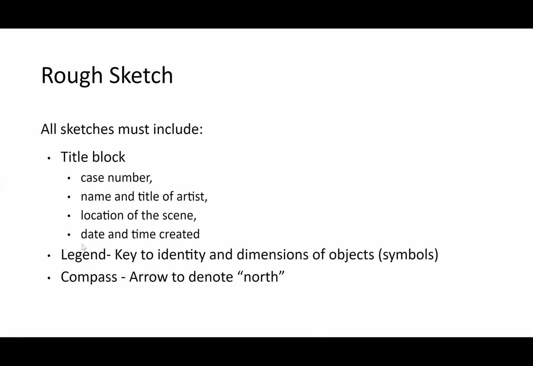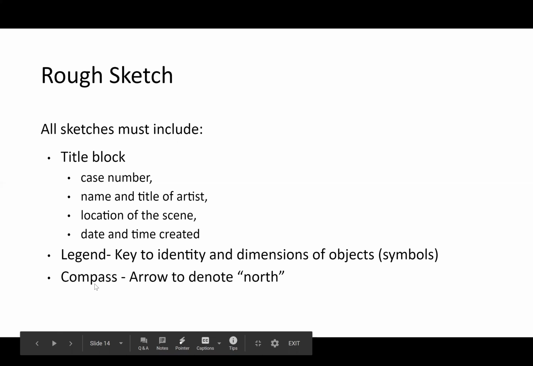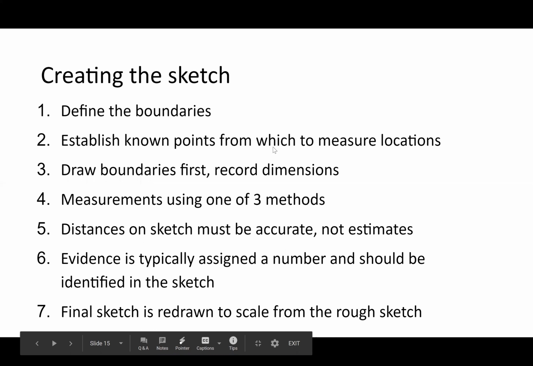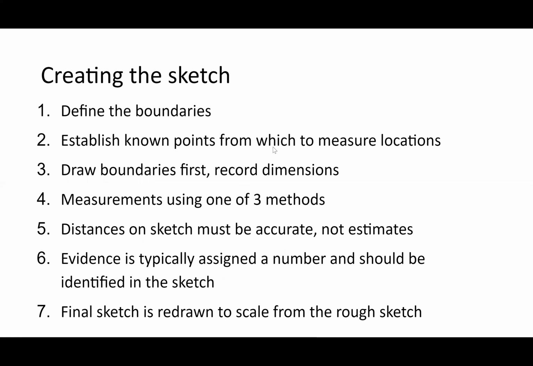A legend needs to be included with a key to identify all of the objects. Like if you use a symbol for different things, they should be identified in the key, and the dimensions of the object should be included also. A compass is helpful to have and needs to be on your rough sketch so you know which direction is north, right? So you can just put a little compass on there, like you've seen on maps.